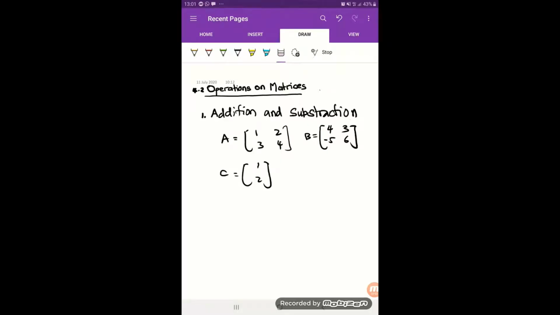Operations on matrices. The first part of the operations on matrices is addition and subtraction. How to do the addition and subtraction process in matrices? Now we are given 3 matrices here. Matrix A in order 2 times 2. Matrix B in order 2 times 2 also. Matrix C in order 2 times 1.